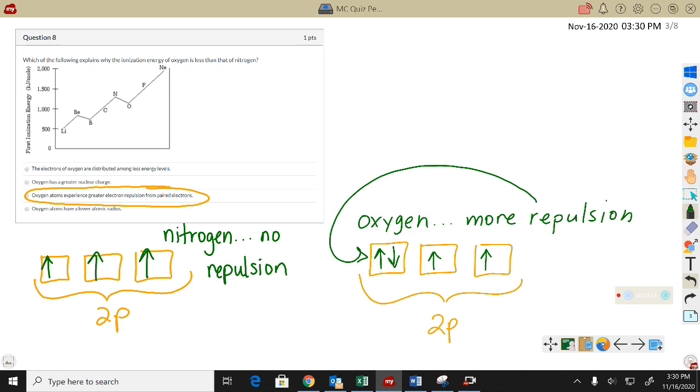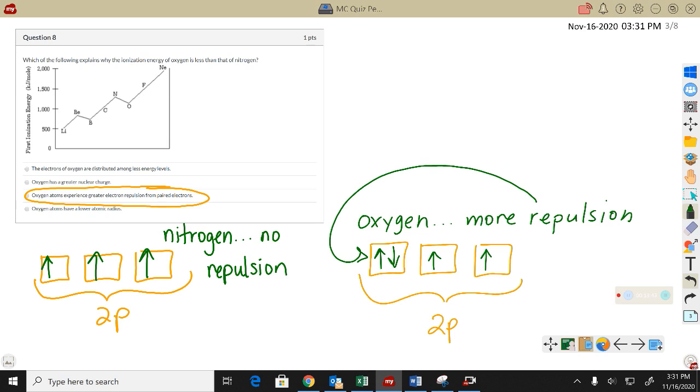And finally, question 8. There are a couple goofy exceptions to the trend in ionization energy, and this is a real common one, that you would expect the ionization energy of oxygen to be a little bit higher than nitrogen. It's got an extra proton, an extra electron. Attraction should be stronger. But it's actually a little easier to remove an electron from oxygen versus nitrogen.